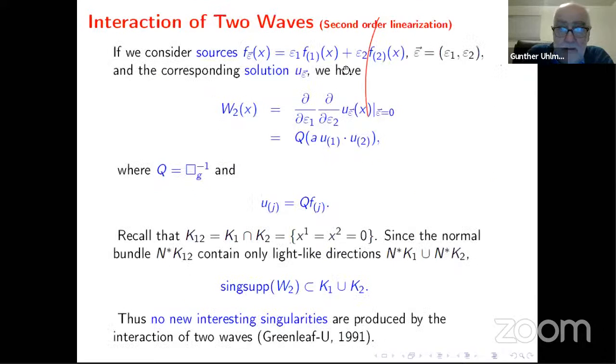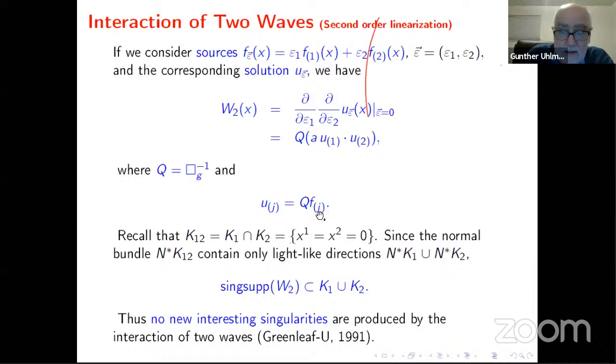And we are not going to neglect this term because we're going to take four waves. So here we are taking two waves. This is the second order linearization. The linearization of the problem does not help, as I mentioned before, because we don't know how to solve the inverse problem. So this is QAU1U2. Again, A is non-zero. This is the inverse of the wave operator.